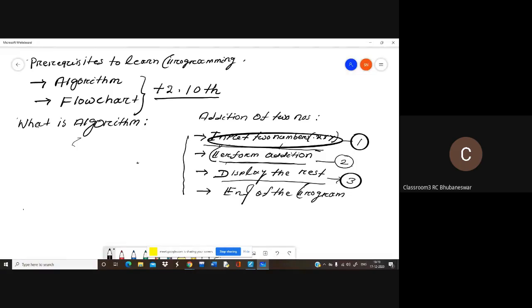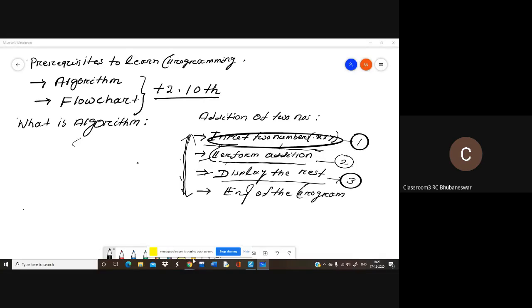What I mean to say is that whenever you are writing any program or solving any task, it must be a sequential, step-by-step procedure. First step, second step, third step. So what is an algorithm? Algorithm is nothing very difficult. It means a step-by-step process, a method of writing the procedures to solve a problem.